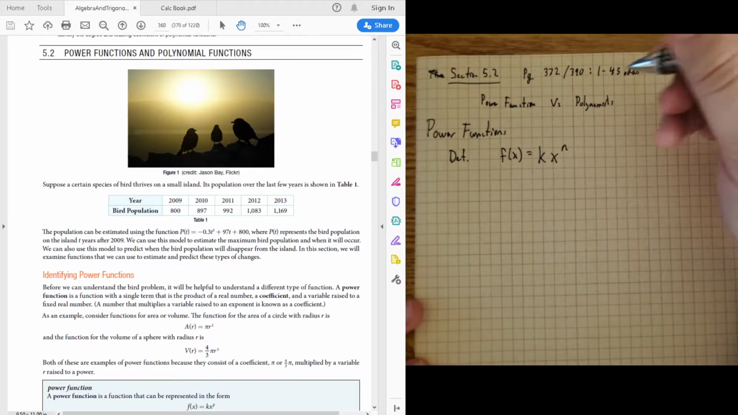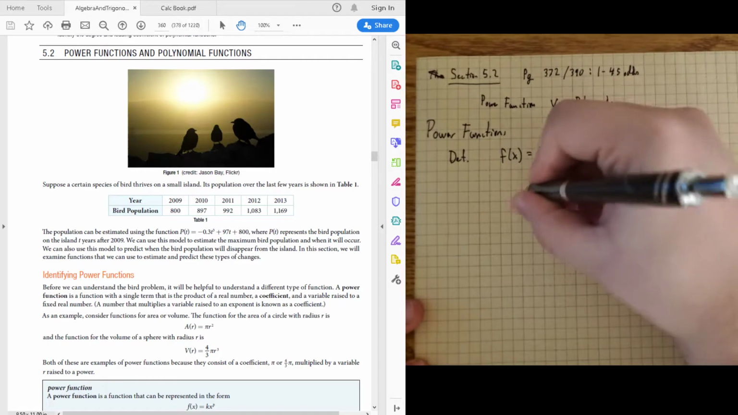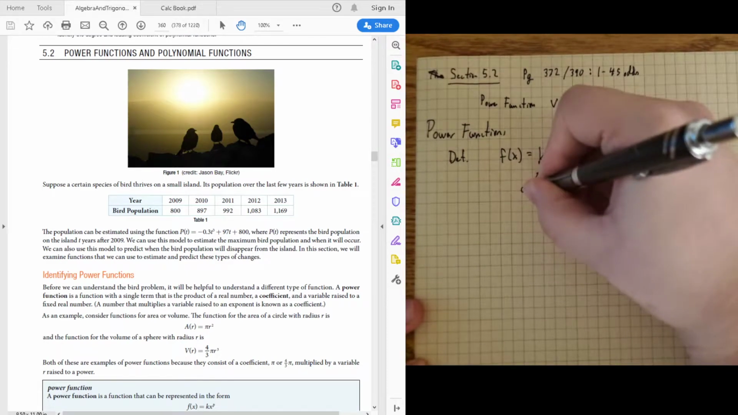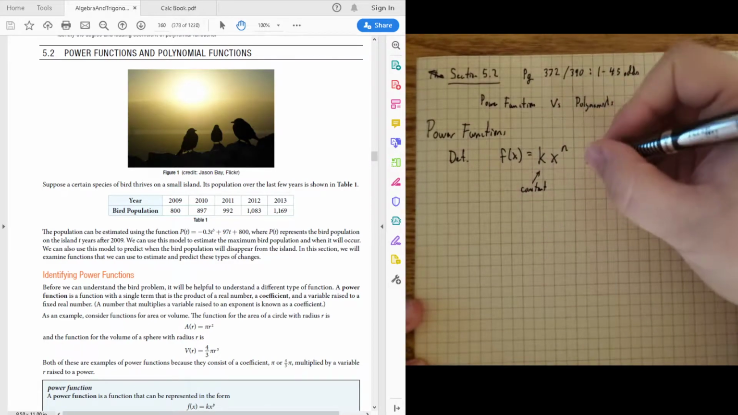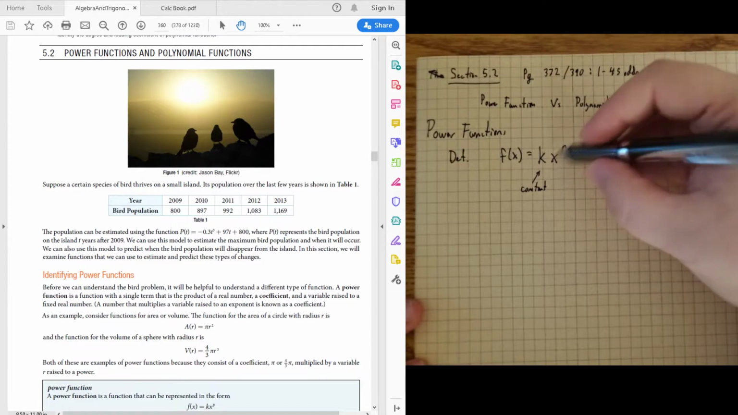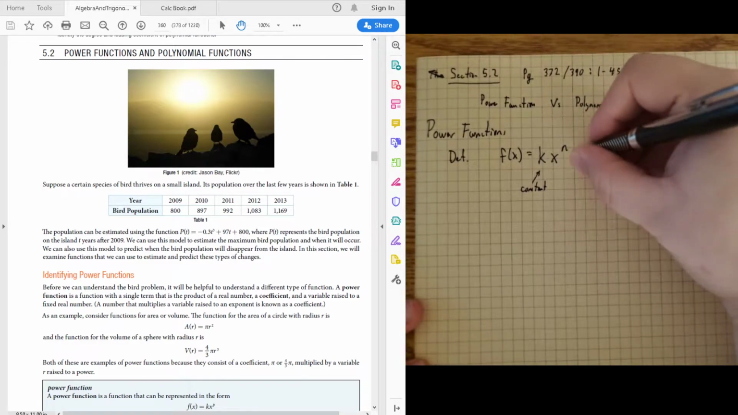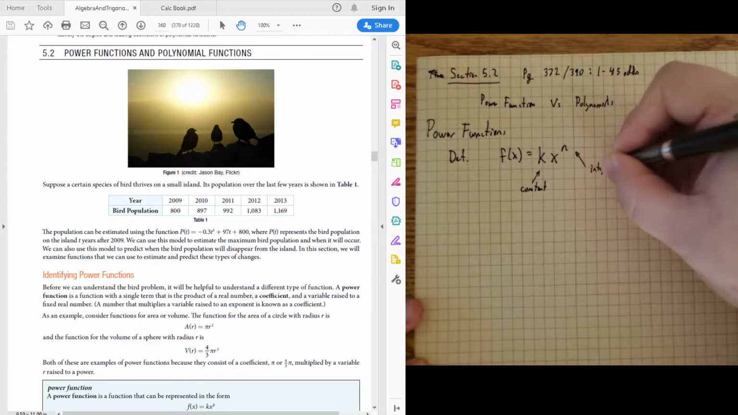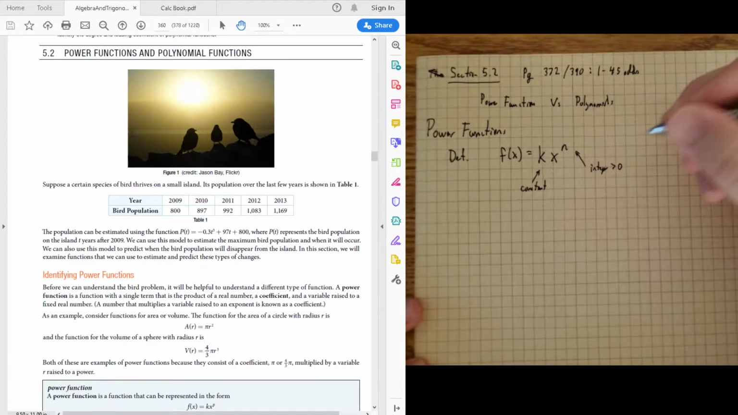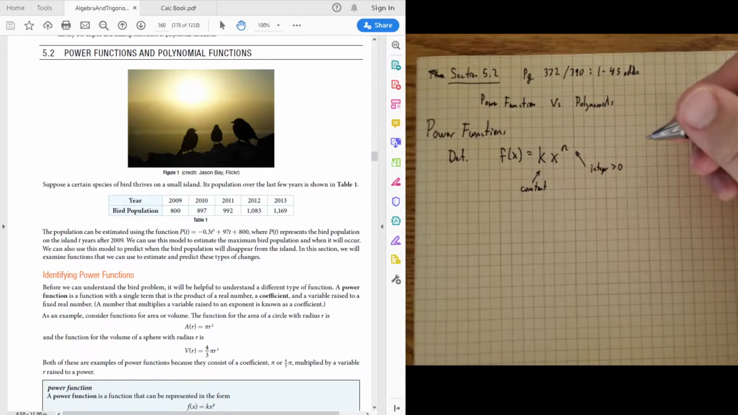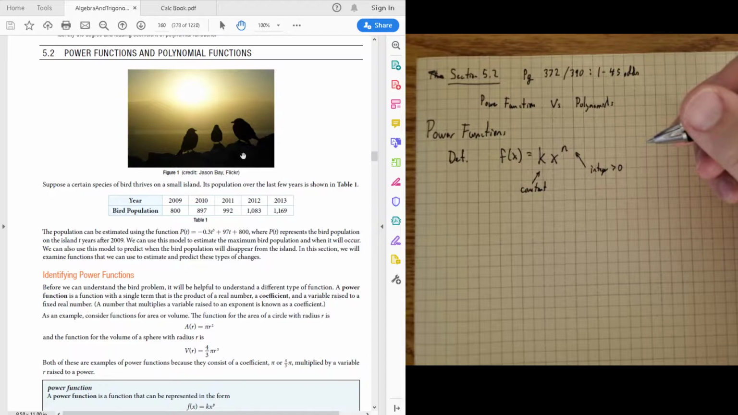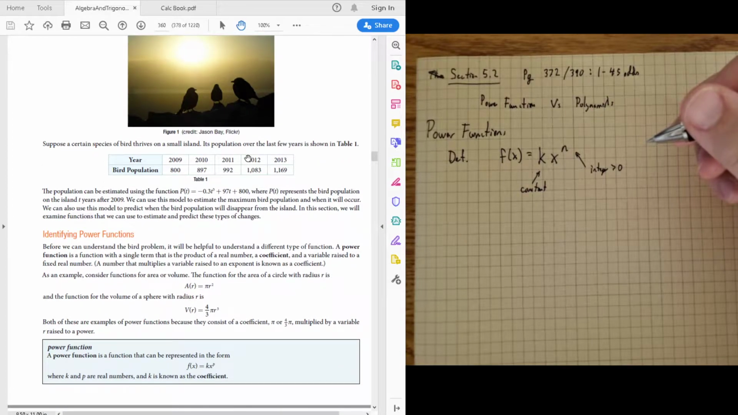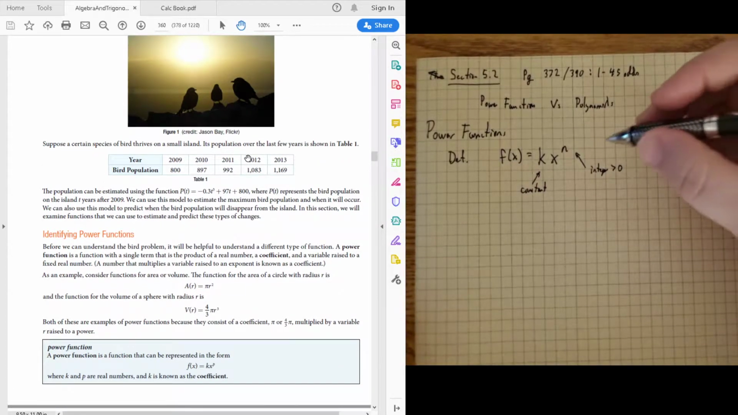Where in this case, k is a constant, so it's a number, like 3, like pi, like -14, but it's a number. And n is an integer that is positive. So, it doesn't always have to be this case. We'll talk more about negative power functions later on. But really, it's just they have to be a power.